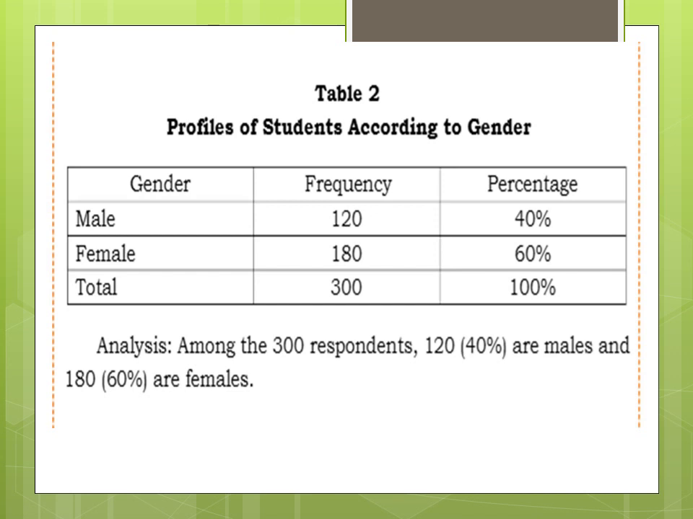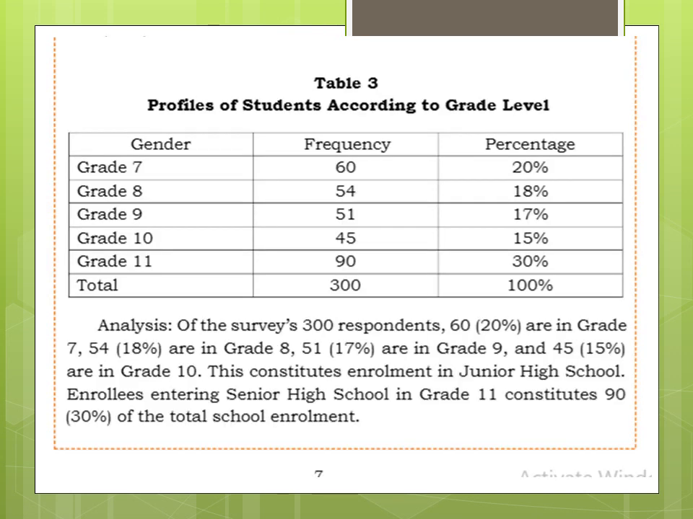For gender, male and female, analysis among 300 respondents: 120 or 40% are males and 180 or 60% are females. For table number 3, the title is Profiles of Students According to Grade Level: grade 7, grade 8, grade 9, grade 10, and 11. This is the analysis of the survey's 300 respondents.